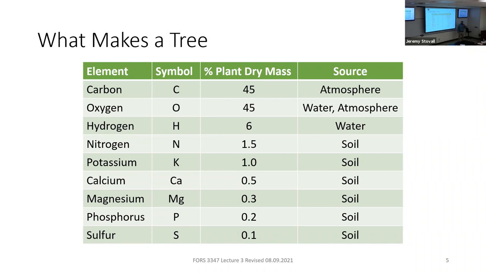So we know the majority of that tree's mass is going to be that lignin, cellulose, and hemicellulose, but what did the tree build that out of? So what much simpler molecule do you need to make those complex molecules that make up the structure of a tree? So think about photosynthesis. What are the inputs and outputs of photosynthesis?